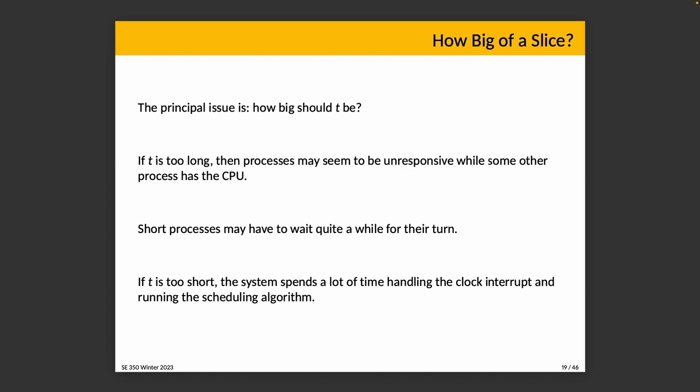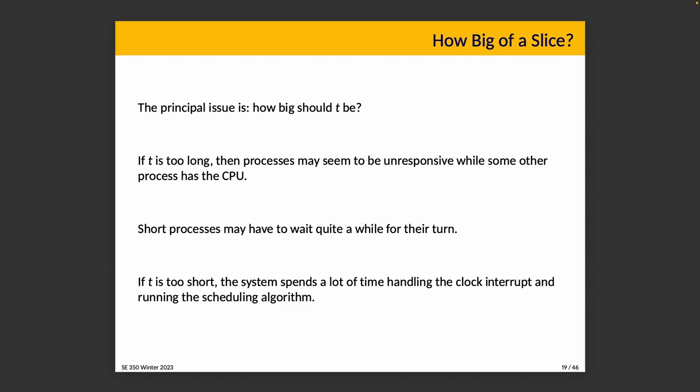And if our time slice is very large, if it's too big, then processes may seem unresponsive. Like you entered a command, you clicked on something, you said to do something, but it's a very long time before your command is acknowledged, before we do something with it. Because other processes are using the CPU and it takes quite a while before it gets to be your process's turn. And accordingly, short processes might have to wait quite a while.